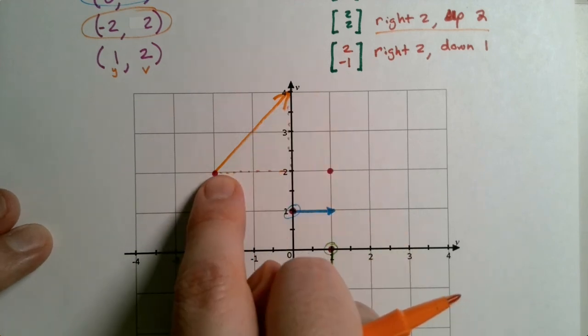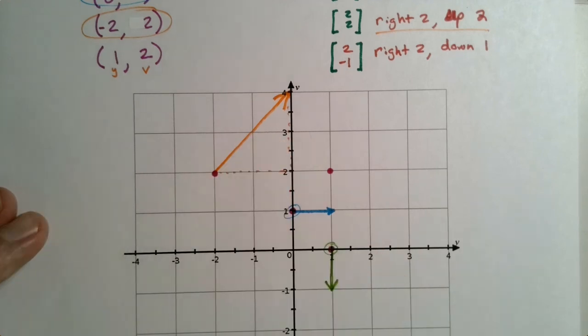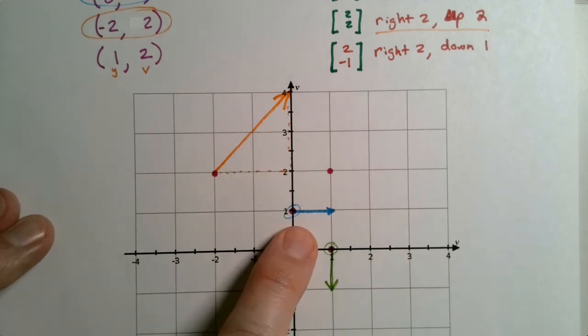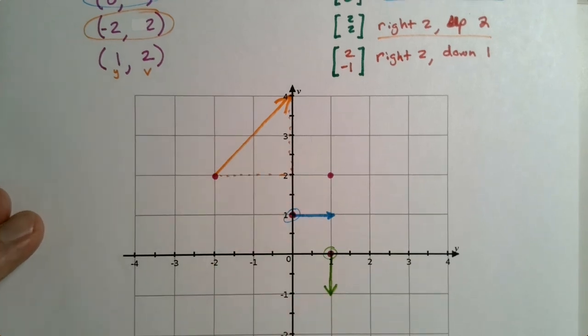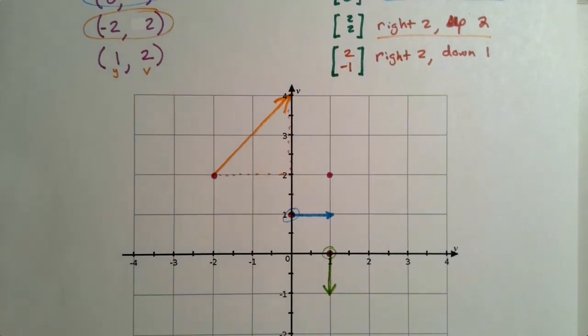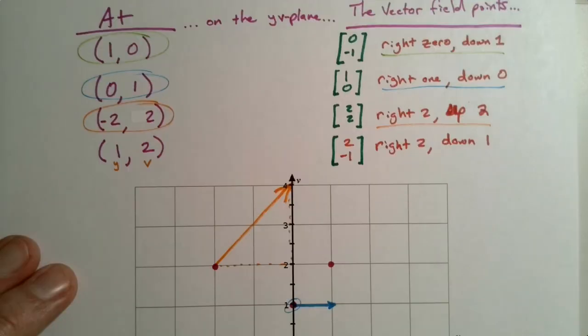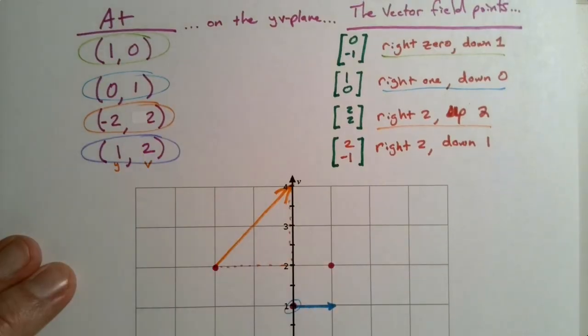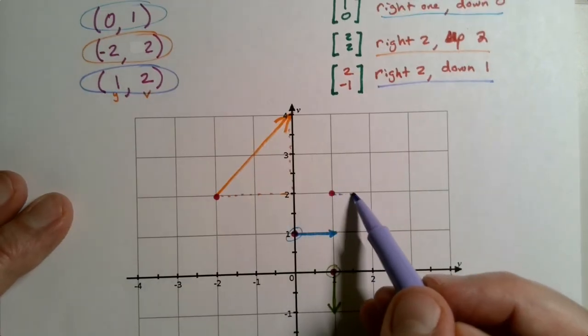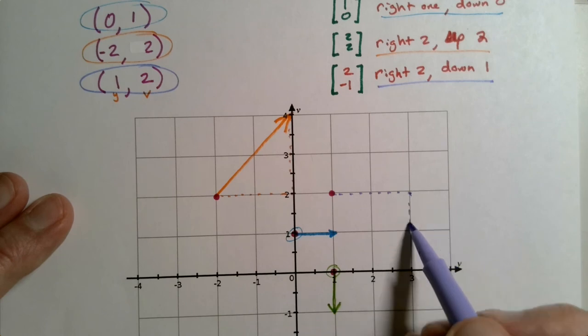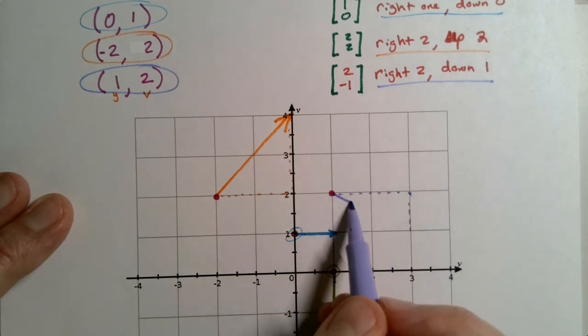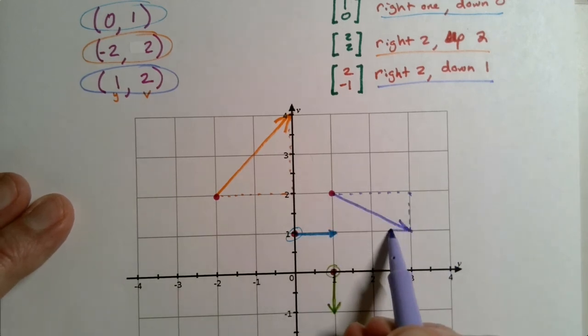And so if we were on that point on a solution curve, it would be moving in that direction. And notice the length of those vectors is telling us something too. It's telling us how quickly we're going to move in that direction. And so last but not least, at 1 comma 2, it's saying go right 2, down 1. So the resultant vector is going to be something like that.